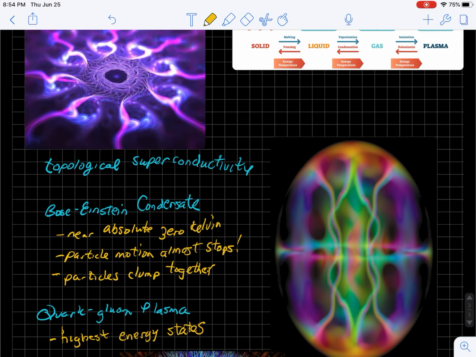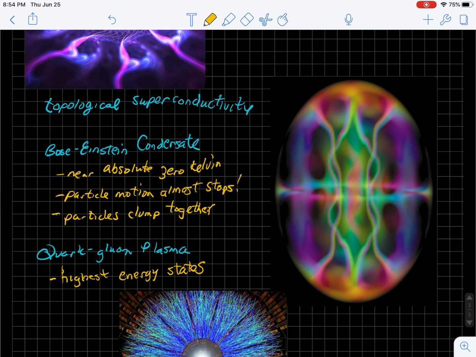But there's also things like Bose-Einstein condensate, and that exists when you are at what's called absolute zero temperature, or 0 Kelvin. Absolute zero temperature, the Kelvin scale, is measured on how particles move. So at 0 Kelvin, you have no particle motion, and the particles begin to clump together.